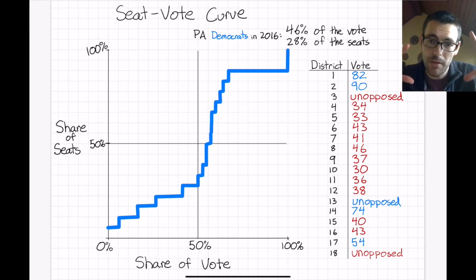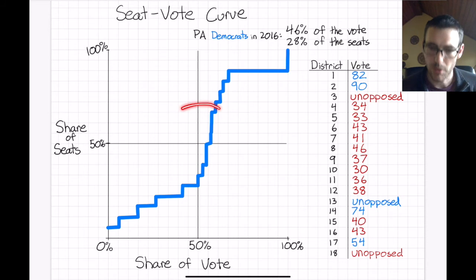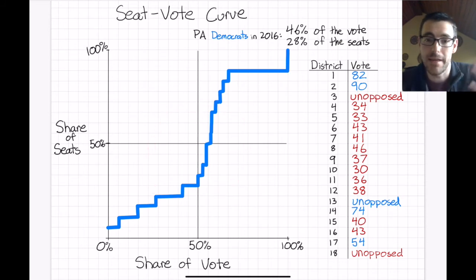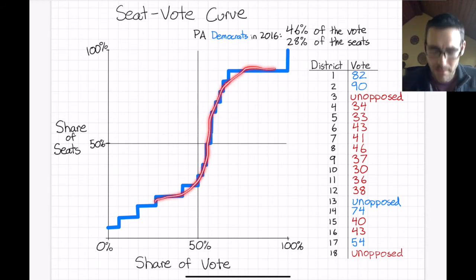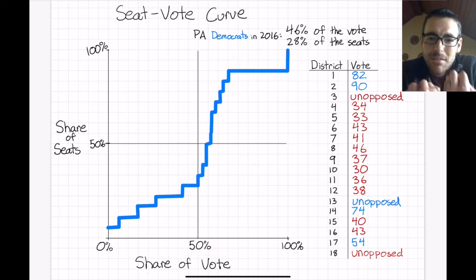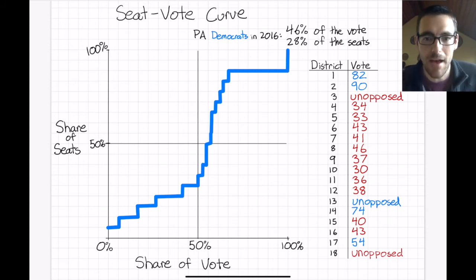But if we look more in the middle of this picture, if we focus on this portion of the seat vote curve, this can illustrate any biases that the particular map might have. Notice that the seat vote curve doesn't pass through the center of our graph. The center corresponds to the situation when a party wins half the votes and gets half the seats. That seems like an inherently fair thing to have happened.